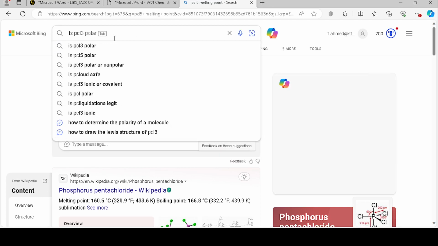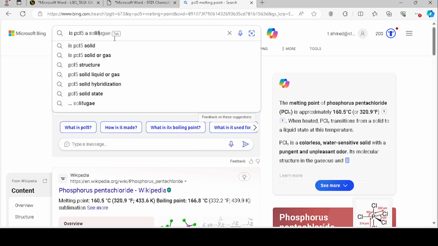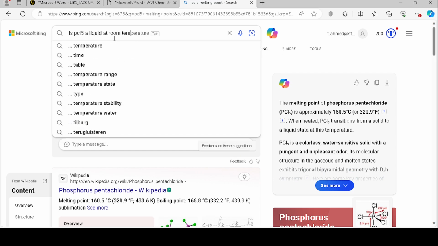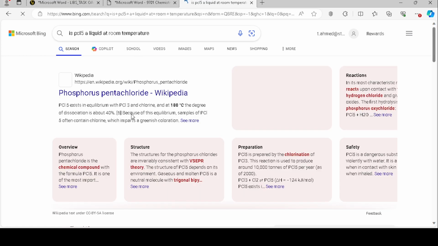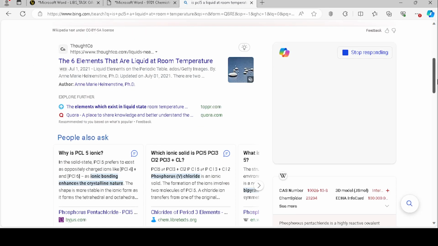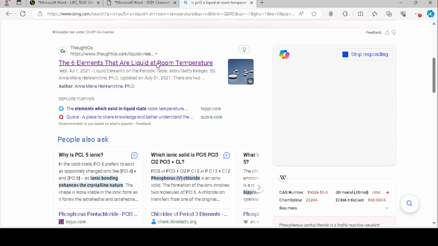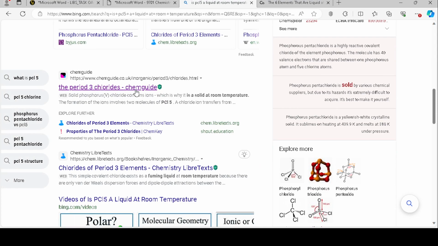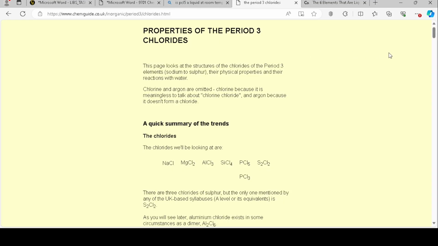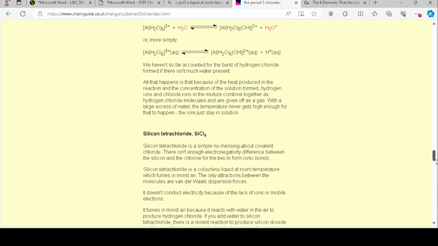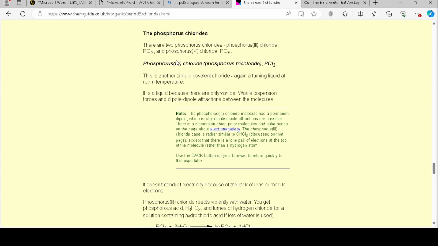Is PCl5 a solid or a liquid then, maybe? Liquid, no, it's not. Phosphorus pentachloride exists in equilibrium with other species. PCl3 is a liquid at room temperature, okay.